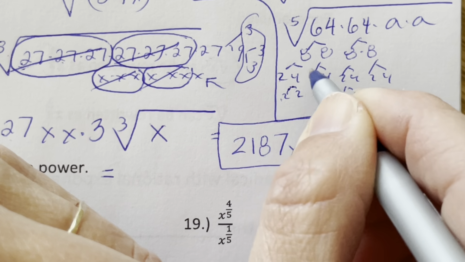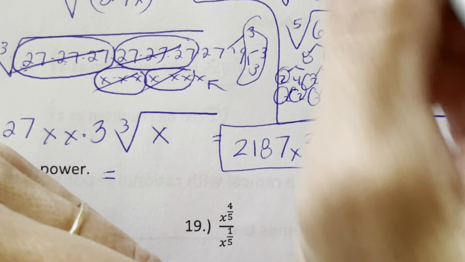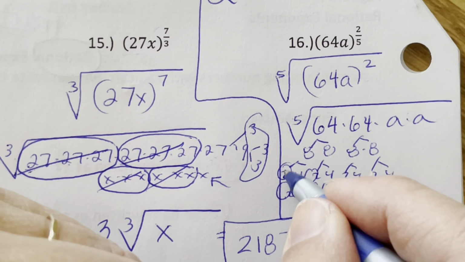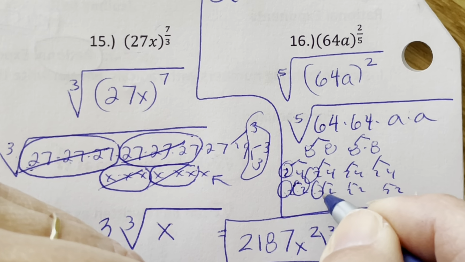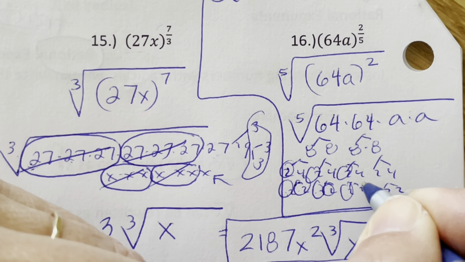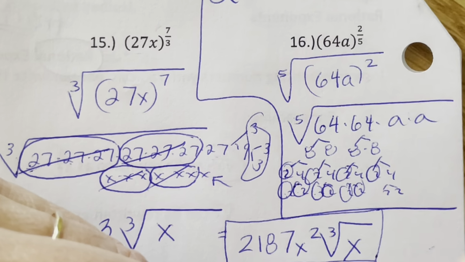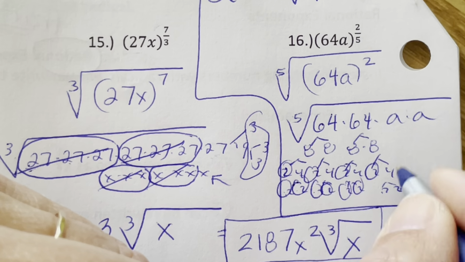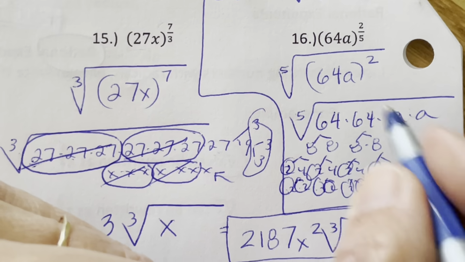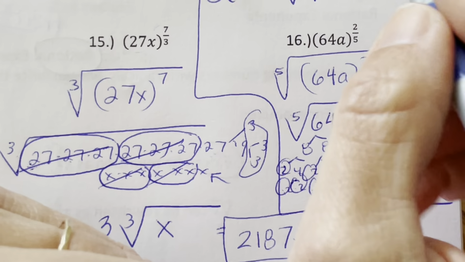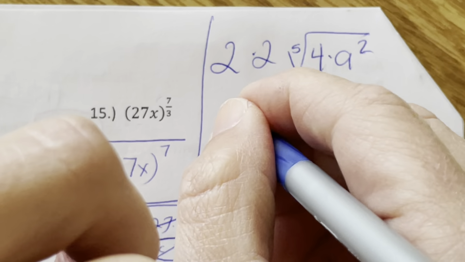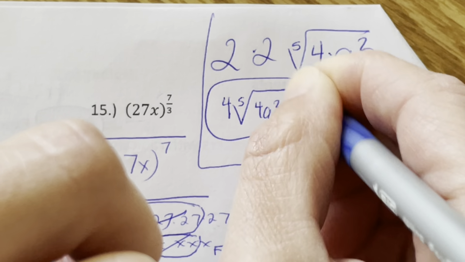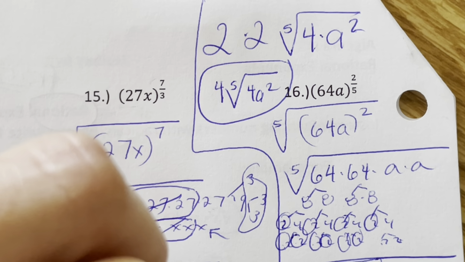1, 2, 3, 1, 2, 3, 4, 5. That's 1 to come out. Let's see, 1, 2, 3, 4, 5, okay. And then 1, 2, 3, 4, 5. Another one to come out. I got 2 2's still in there, which makes 4. I've got a squared in there. And this is a 5th root. My final answer, sorry, this is really sloppy, should be 4 times the 5th root of 4a squared. That's my final answer. Sorry, that one got a little sloppy. I ran out of room.